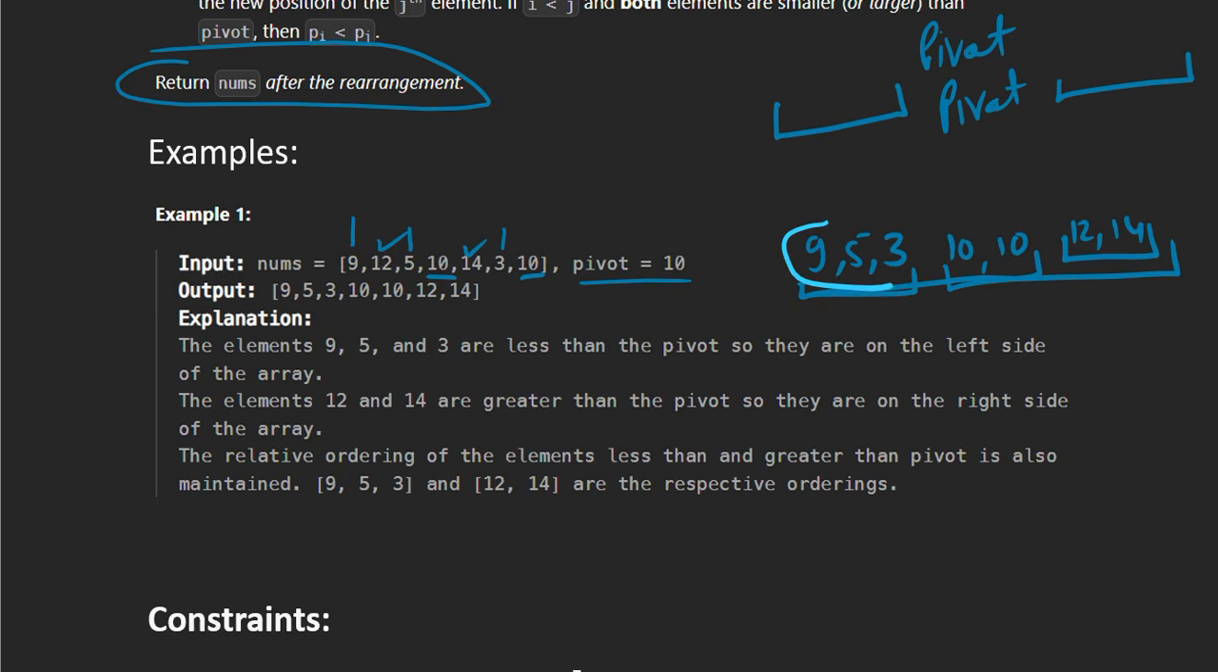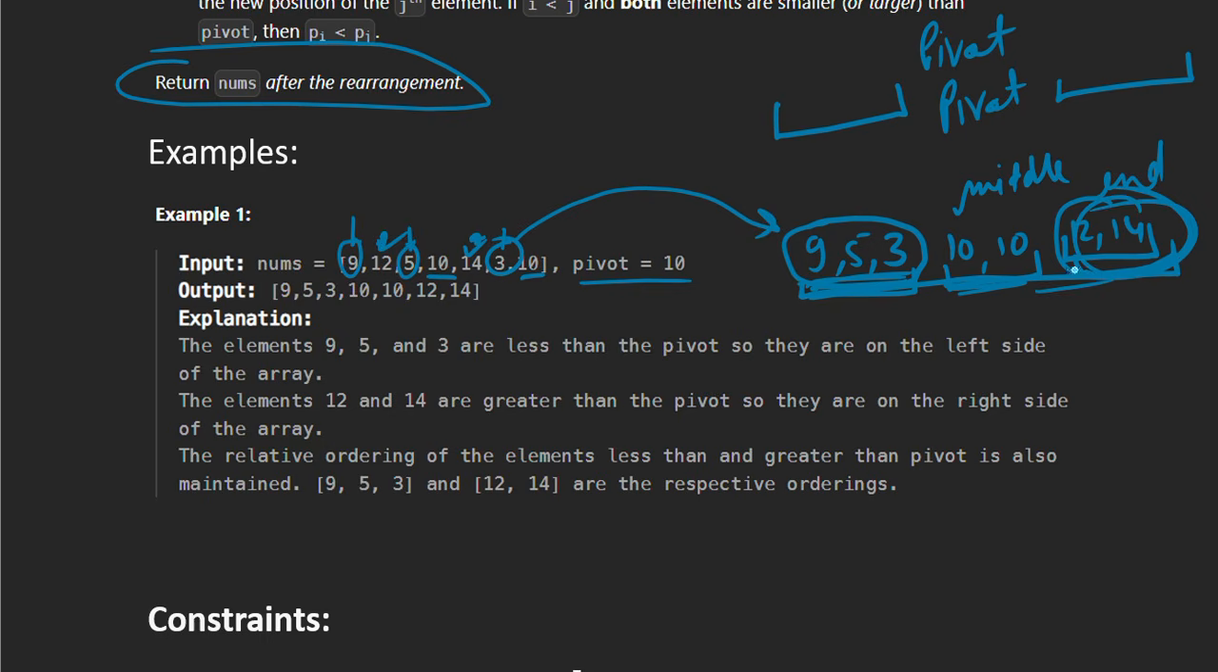If you see, all the elements lesser than pivot come in the beginning, then all the elements equal to pivot come in the middle, and all the elements greater than pivot come in the end, right? And if you see the relative order of 9, 5, 3, 9 is coming first, then 5 and then 3, so their relative order is preserved. Similarly, the relative order of 12 and 14, 12 comes first and then 14, so their relative order is also preserved. So this is the question that we need to solve, right?